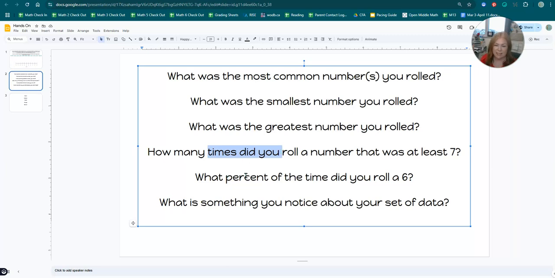Now it wants a percent. What percent of the time did you roll a 6? So we're going to count all the dots on your 6. That's out of 20. However many out of 20, we're changing it to a percent out of 100. And then tell me something you noticed about your data set, something you could observe about when you rolled the dice.